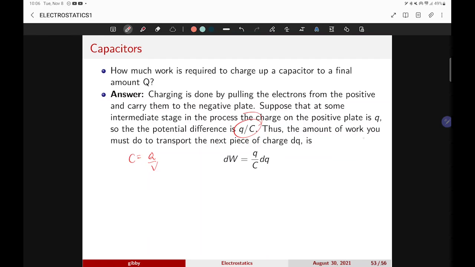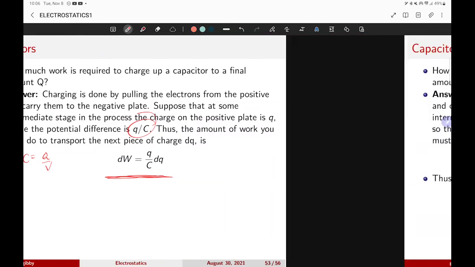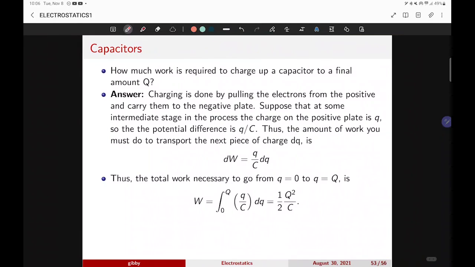So thus, the amount of work you must do to transport the next piece of charge dq is given by this expression. I hope that is clear. Then we have this one. So the total work necessary to go from zero charge to total charge Q, capital Q, is given by this. You integrate.